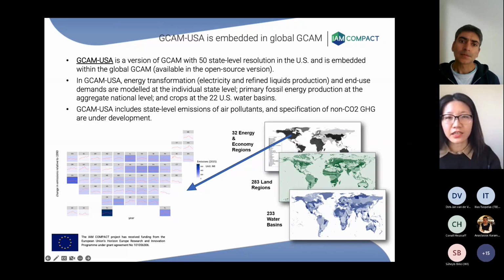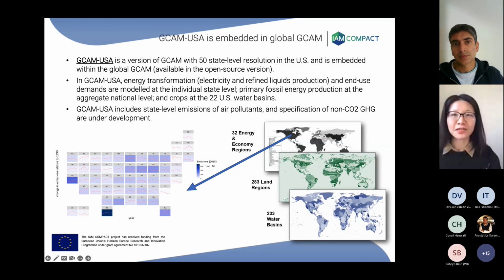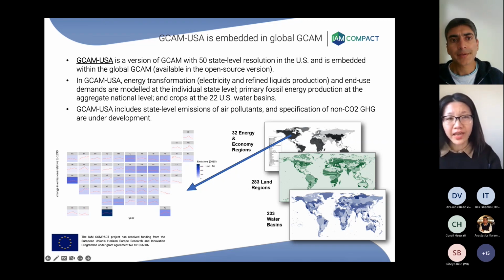In the global version, we have 32 energy economic regions, of which the USA is one GCAM region. But in this GCAM USA version, we further break it down to the 50 state level. So when we run GCAM USA, it's actually running 50 plus the other 31 regions of the rest of the globe. In the model, energy transformation, primarily electricity and refined liquid production, and also the end use demand are modeled at the individual state level.